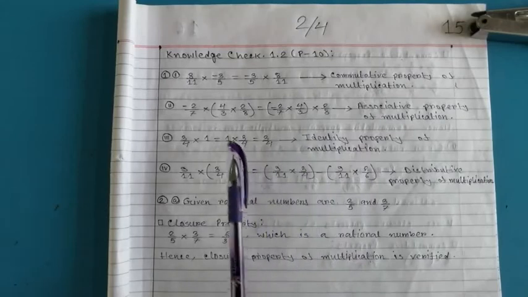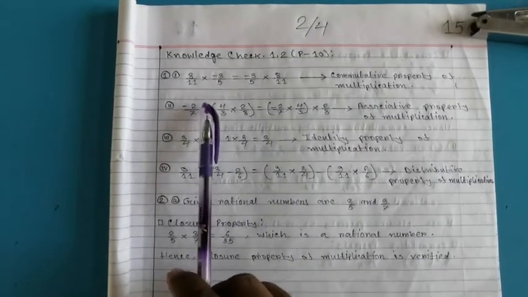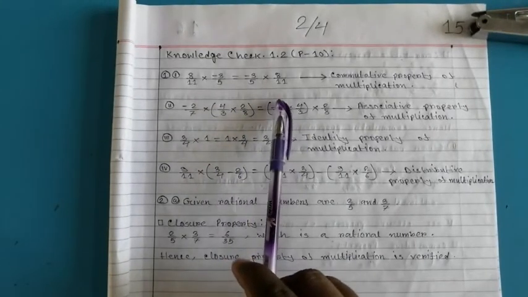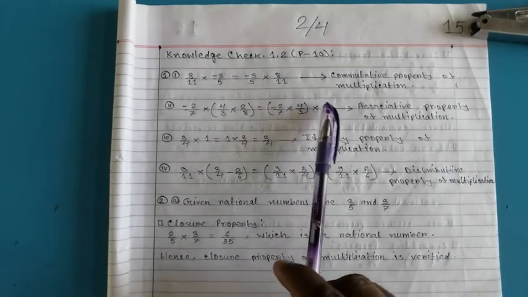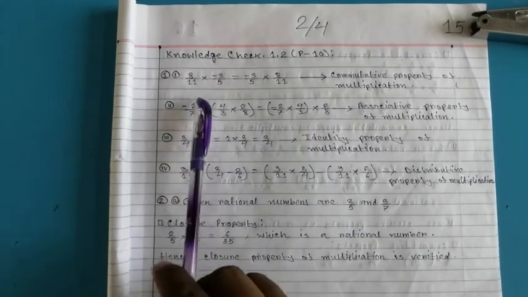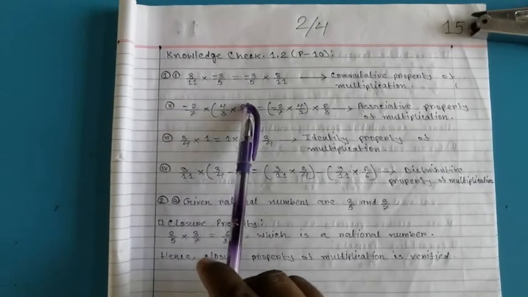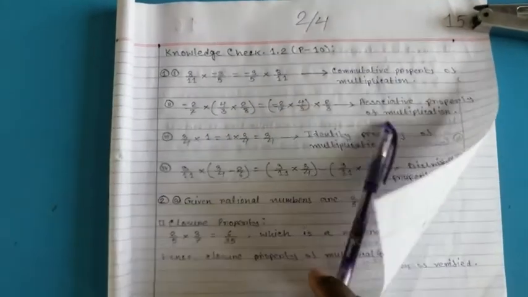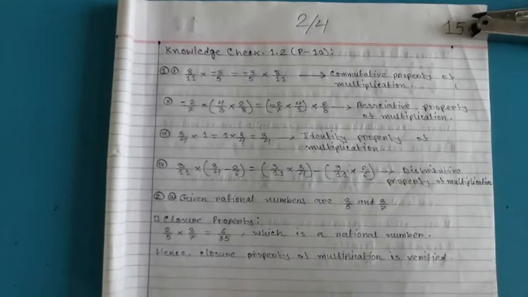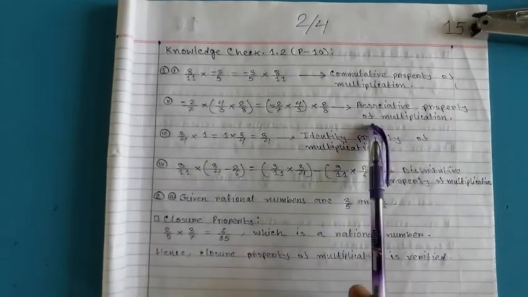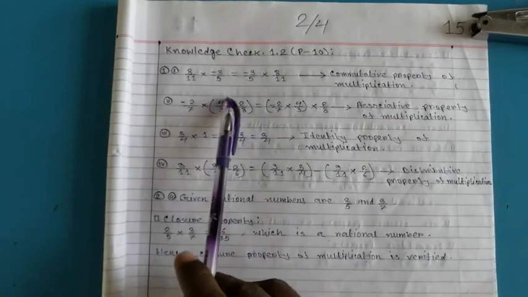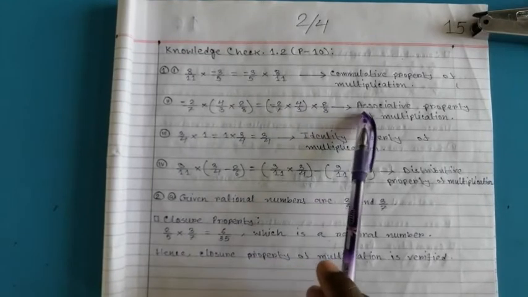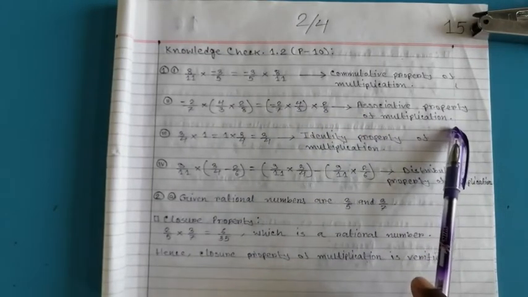In the next part, minus 2 upon 7 multiplied by, in brackets, 4 upon 3 multiplied by 2 upon 8 equals minus 2 upon 7 multiplied by 4 upon 3, all multiplied by 2 upon 8. Now see this: first the term is multiplied by the product of the last two, and here the product of the first two is multiplied by the last term. This property is known as the associative property of multiplication. Either you can multiply the last two and then multiply with the first, or multiply the first two with the last one.